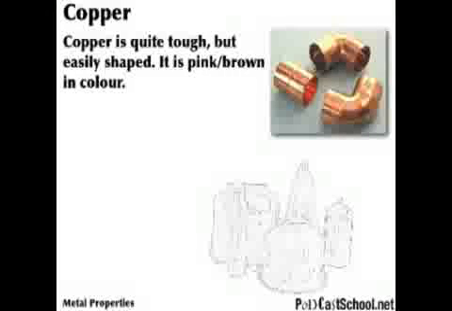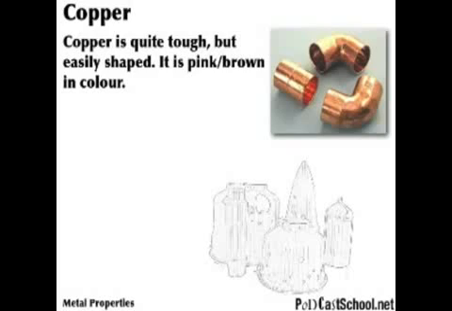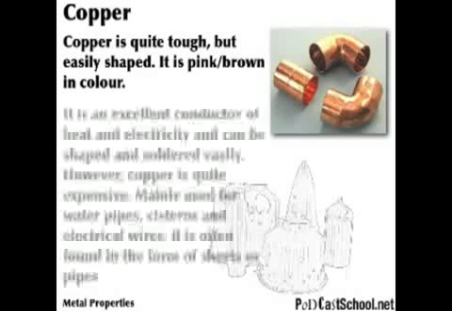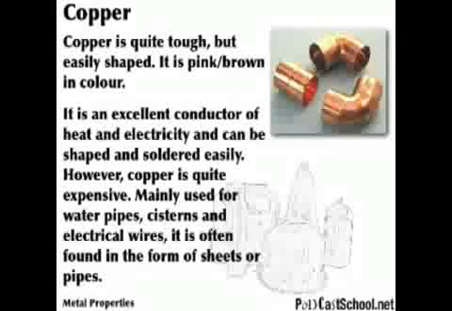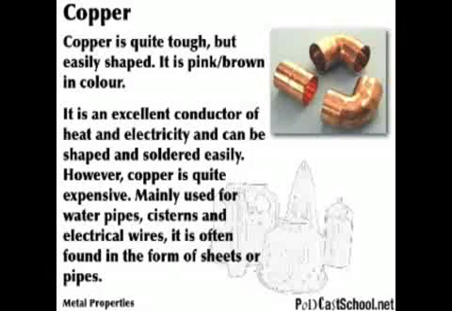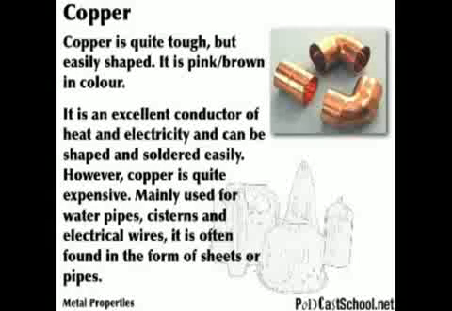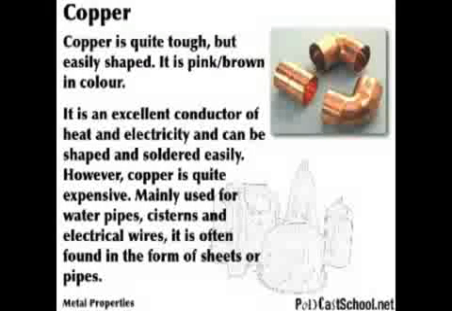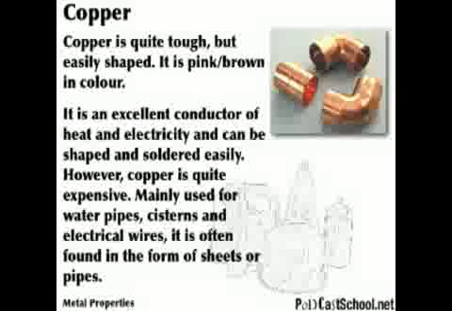Copper then. Copper is actually quite tough, and it's easily shaped, and it's pink brown in color. We've all seen these pipes around, okay, but copper's not used so much in water pipes. It's all really plastic now. It's an excellent conductor of heat and electricity, and in fact, the wires that we use for conducting electricity are all made of copper just because it's such a good conductor. It's quite expensive though, but it's not as expensive as some of the other good electrical conductors. It must be said, it's a good compromise.